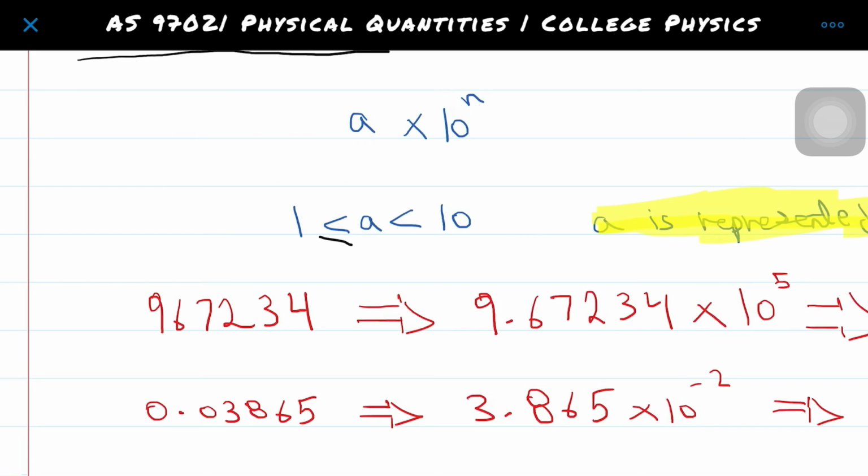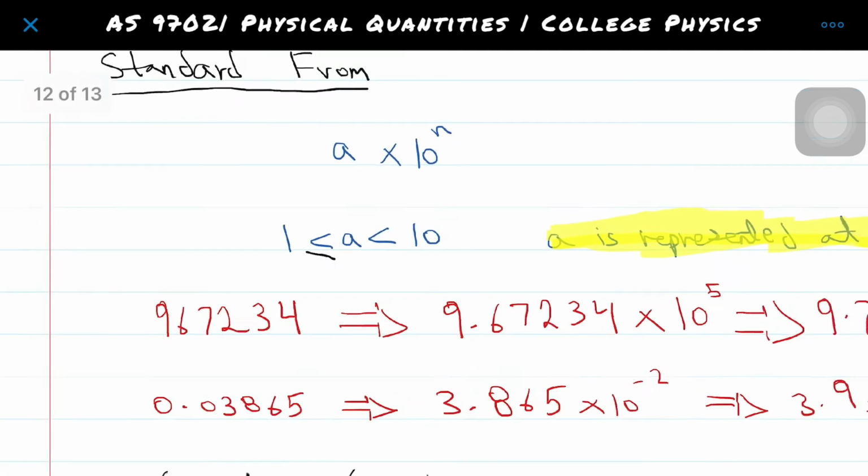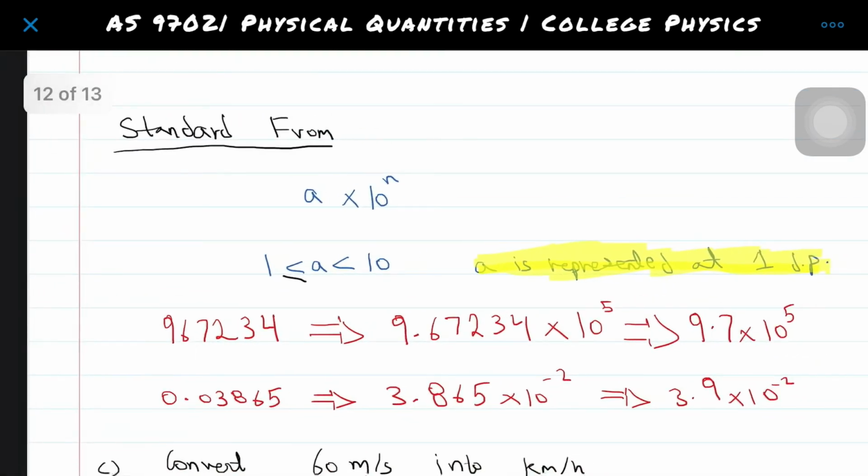Therefore, we'll convert it into 9.67234. The answer will be to one decimal place, and we've converted the 9.67234 into 9.67234. So we've moved the decimal place 5 places backward. For each place that we move the decimal place backward, we'll increase the power by 1. So since we're moving it 5 places backward, the power would become 10 raised to the power 5, right?